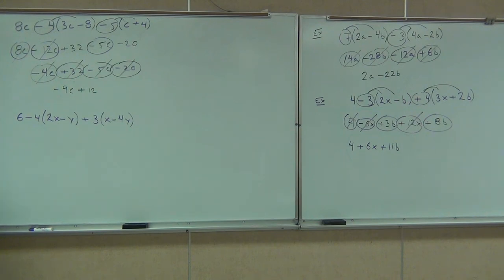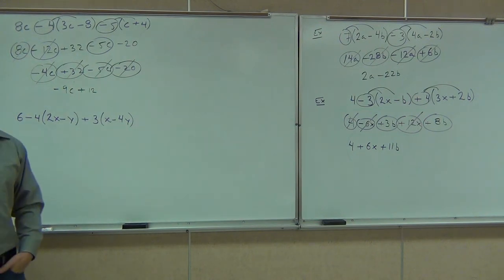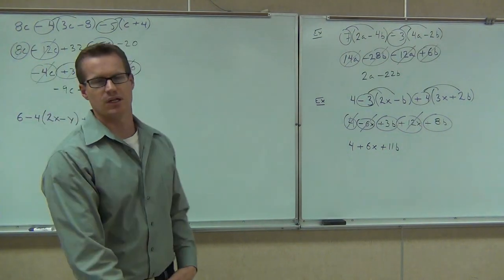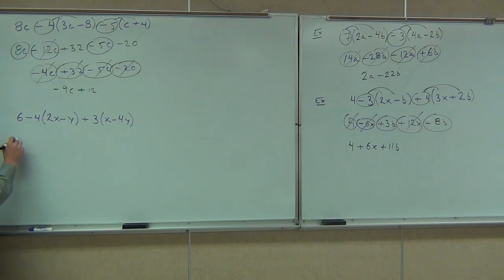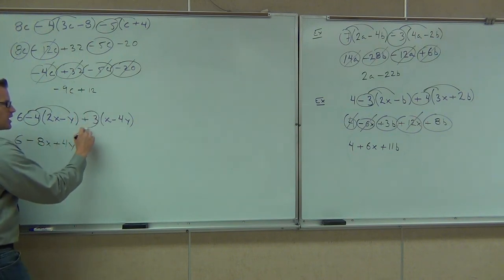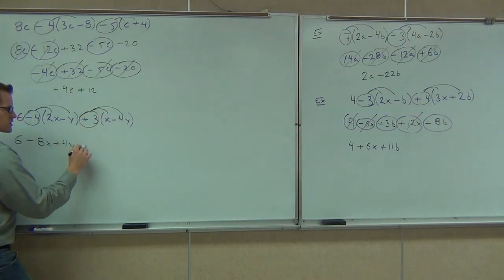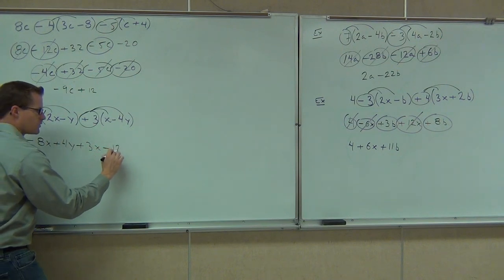Okay, last problem, perimeter and area. Are we going to subtract the 6 minus the 4? Is that the first step that we should do? Oh, no. No, of course not. Our multiplication comes first, order of operations stuff. So the 6 will leave. Negative 4 gets distributed. We should be getting negative 8x and plus 4y. Did you get minus 8x and plus 4y? Yeah. Good deal. Then we'll distribute our positive 3. We'll get plus 3x. We'll get minus 12y.